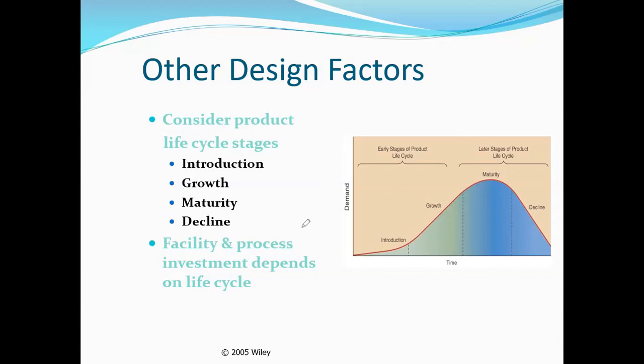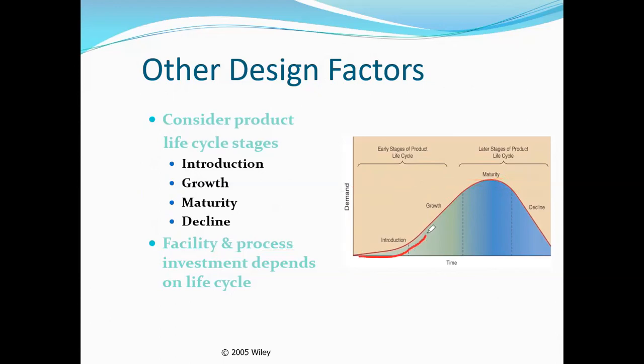So those are the 4 stages of the product life cycle. And because of the product life cycle, the demand will be different, right? So when the demand is bigger, we will choose the facility or process that can produce more product.